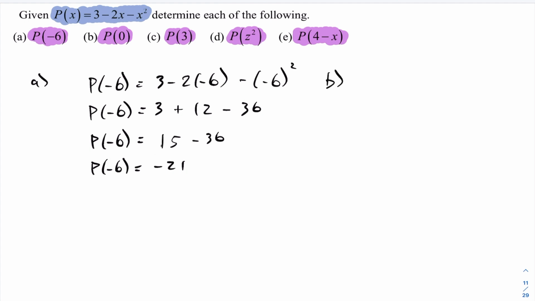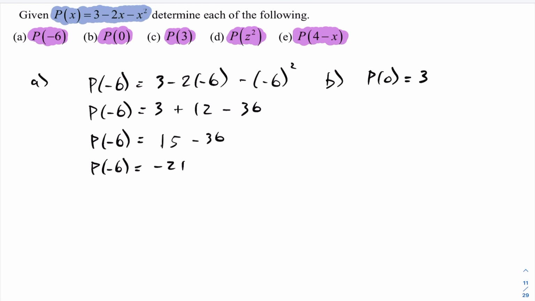For part b here, you'll notice we're evaluating the function at 0. Essentially, what's going to happen is everywhere you see an x, you change that to 0, and your answer will just become a 3 here. As you can see here, the -2x and the -x squared all cancel off because of that 0.